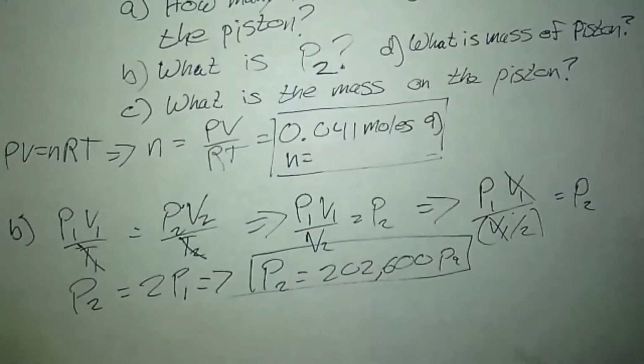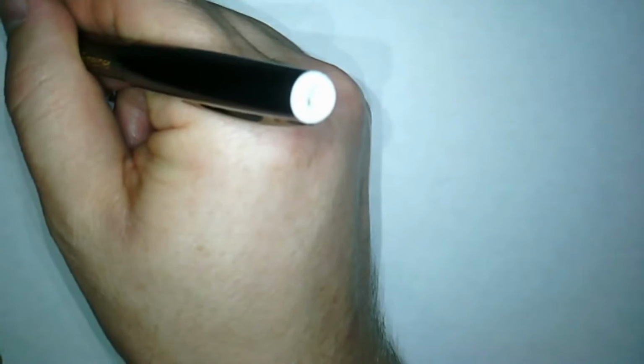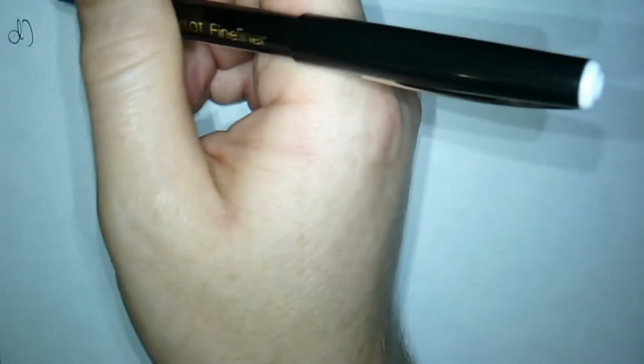To do this, I'm probably going to need a new sheet of paper. One second. I'm actually going to do part D first, because I was originally going to do it kind of on the way. So maybe it's like part B and a half, or part C1 is maybe a better thing to do. Let's just call it part C1. What is the mass of the piston?